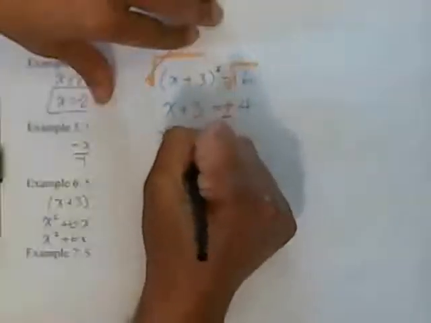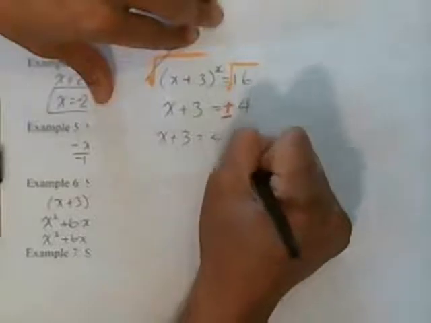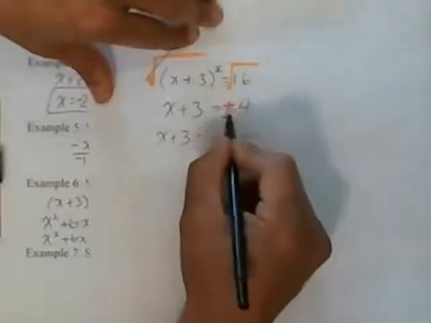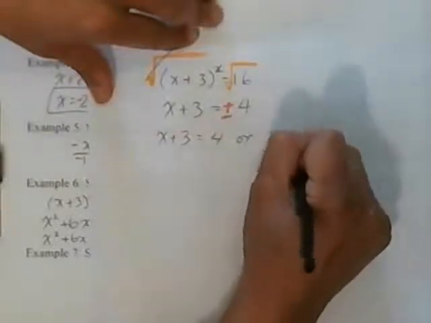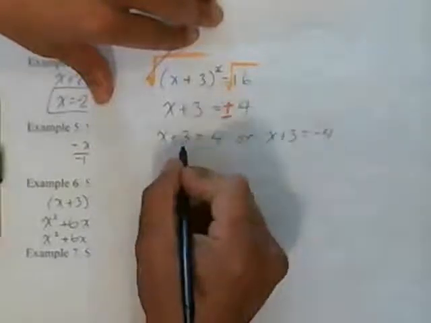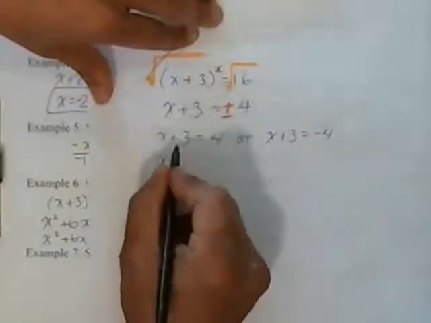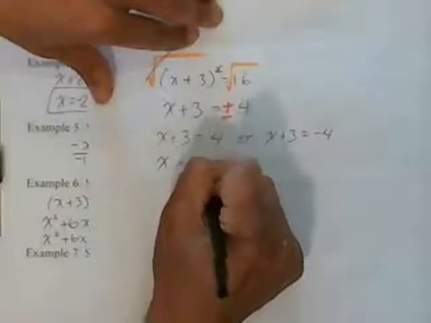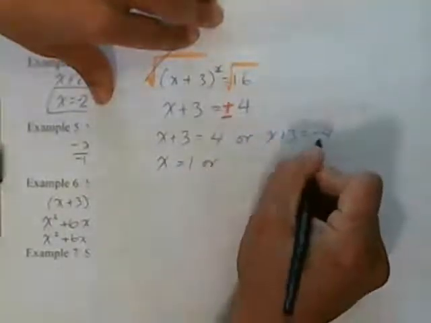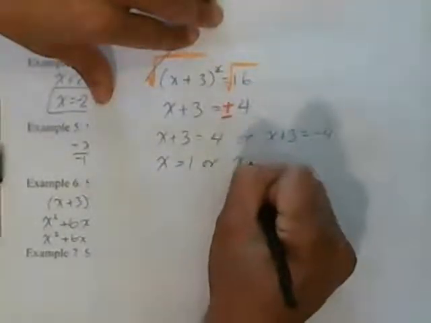So x plus 3 equals 4, or x plus 3 equals negative 4. Solving for x, subtract 3: x equals 1, or subtract 3: x equals negative 7.